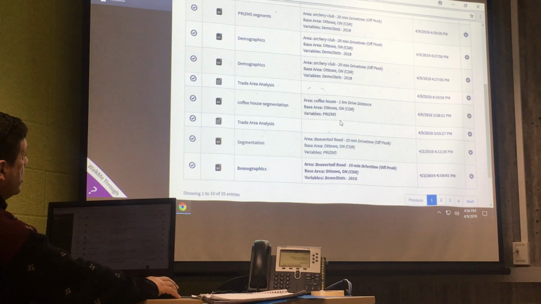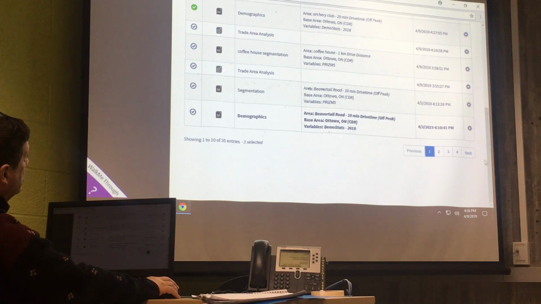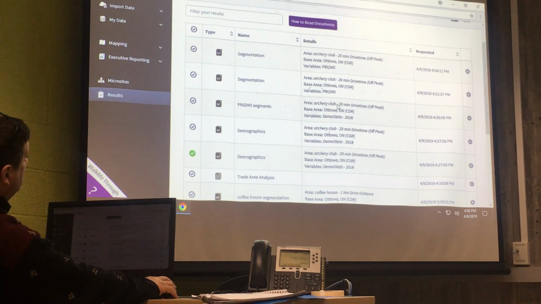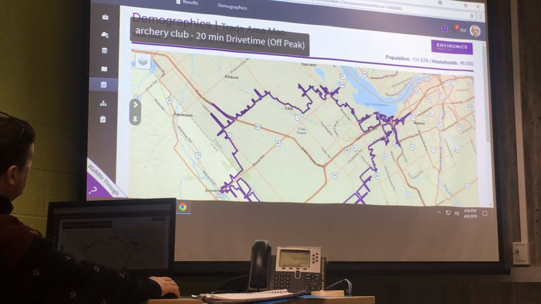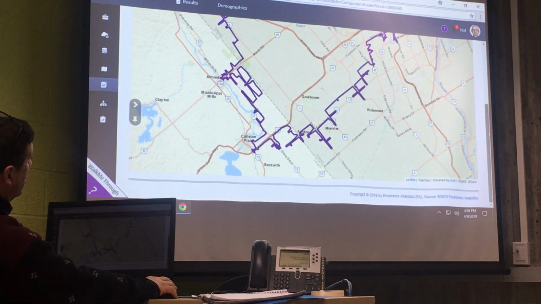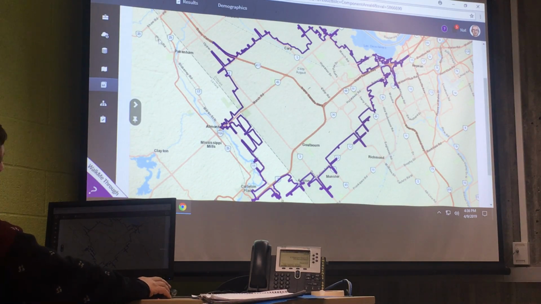For instance, here is the demographic report for the Archery Club. Remember, this is the map that shows the area, and the center of the area is right here, and this is the 20-minute drive time.